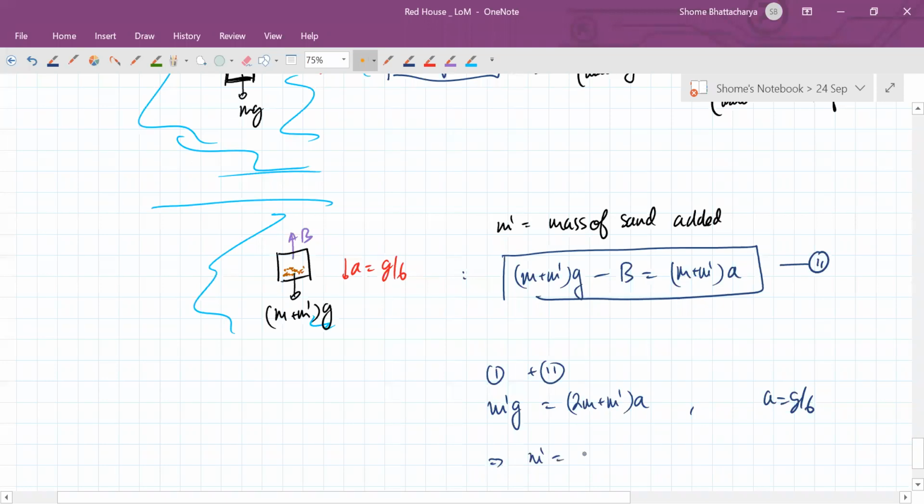So m prime will become 2m plus m prime, the whole thing by 6. So you'll get 6 minus 1, 5m prime is equal to 2m. So the mass of sand added is 0.4 times the mass of the box. This would achieve this situation.